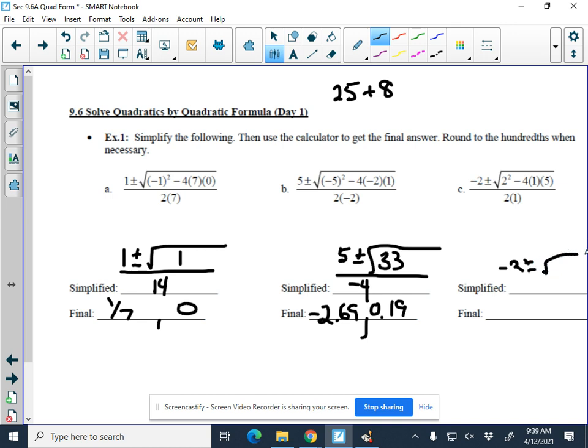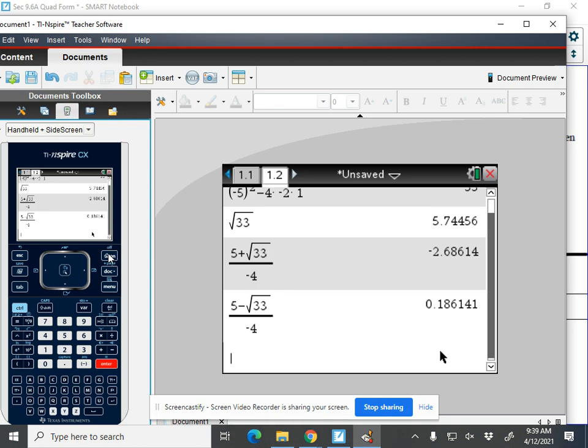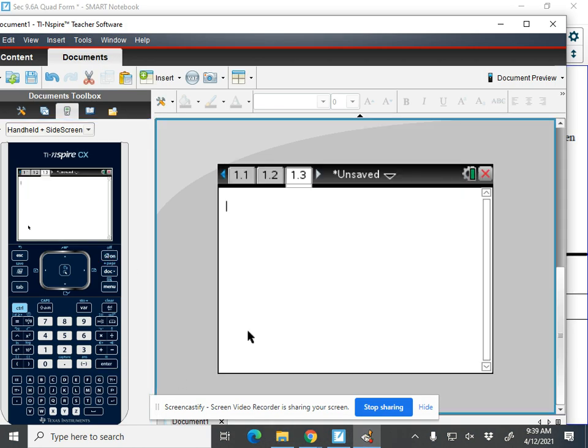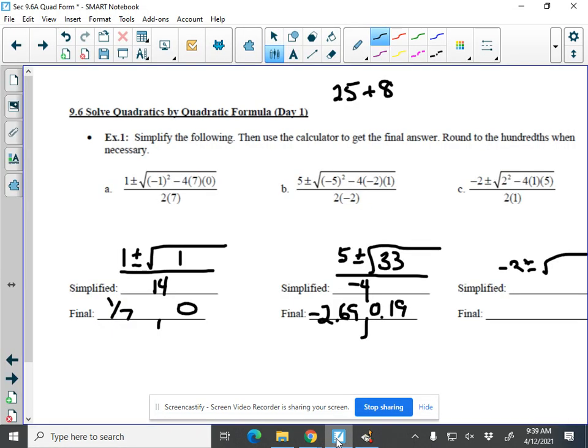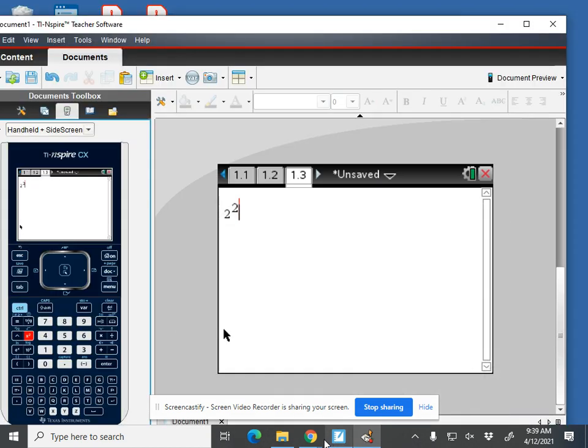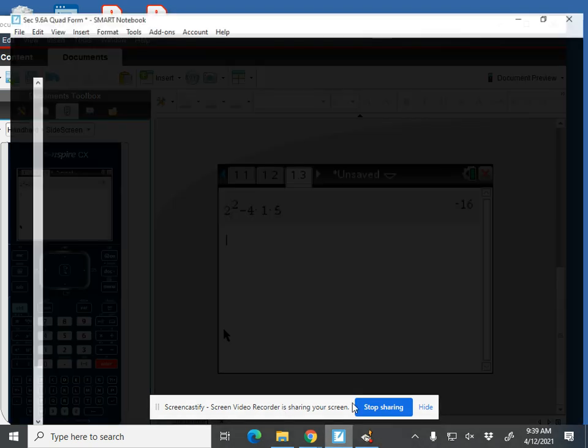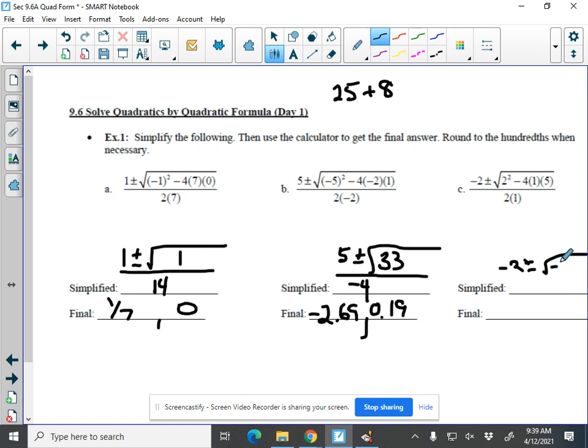And our goal first is to do all this stuff that's underneath there. And underneath there, I'm going to click here again, add a different calculator page. I just like working with a fresh calculator page. It says it's 2 squared minus 4 times 1 times 5. And all that turns into negative 16. 2 times 1 is 2.